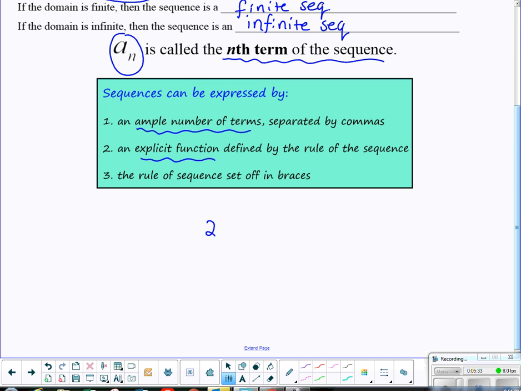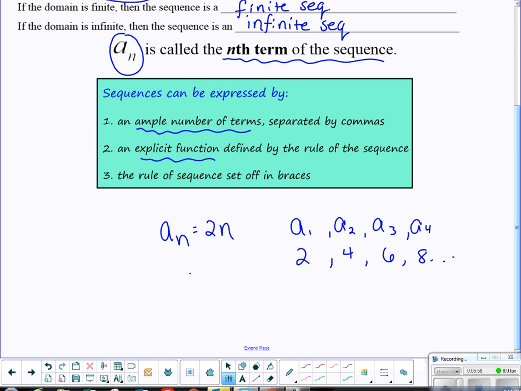So, like 2n is my rule. So a sub n is 2 times n. If I have my a sub first term, I'd put 1 in and I get 2 out, right? My a sub second term, I put in 2 this time and I get 4. And obviously I've made a pattern of the even numbers, haven't I? And so on.